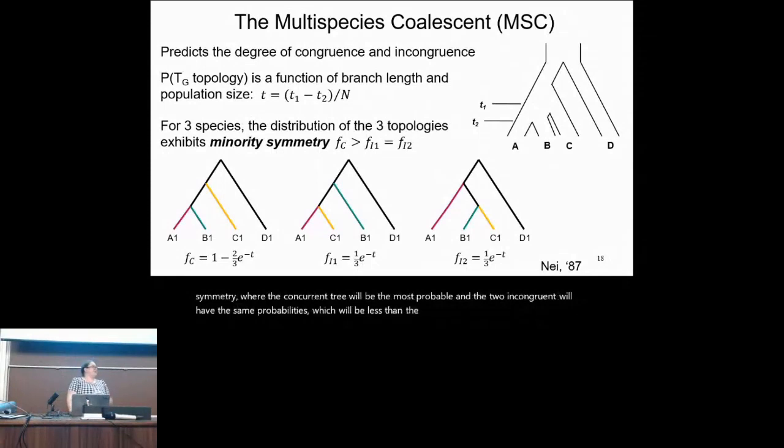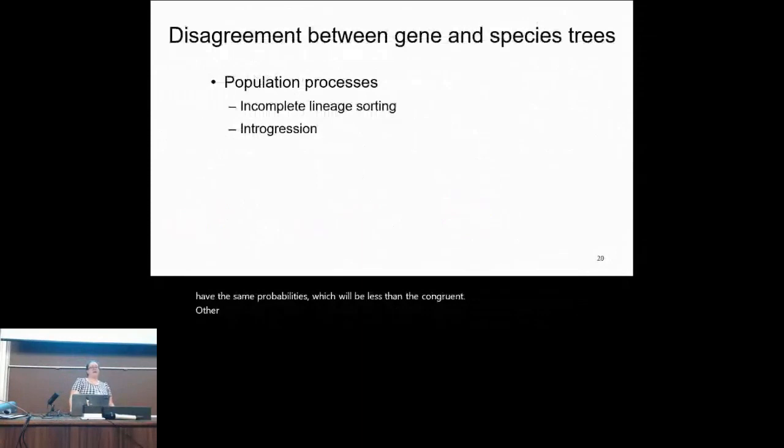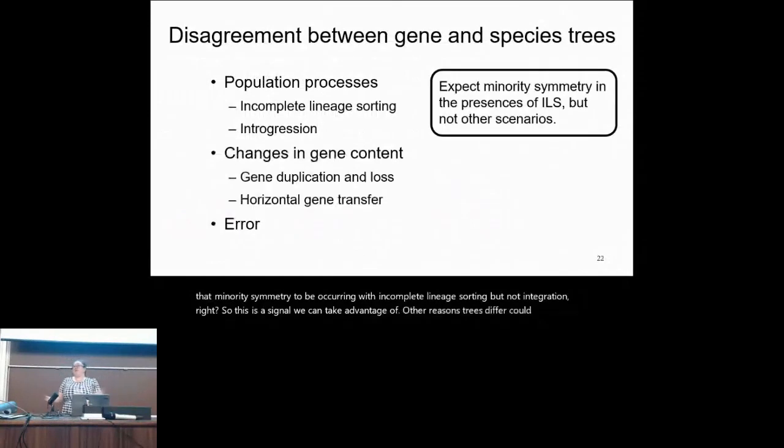Other reasons we can have trees disagreeing is from introgression, but again, we would expect that minority symmetry to be occurring with incomplete lineage sorting, but not introgression. So this is a signal we can take advantage of. Other reasons trees differ could be from gene duplication and loss, horizontal gene transfer, or simply error. For this, we're going to focus on trying to observe incomplete lineage sorting, and how we can pick out incomplete lineage sorting from these others. Again, we're going to focus on that observation of minority symmetry.